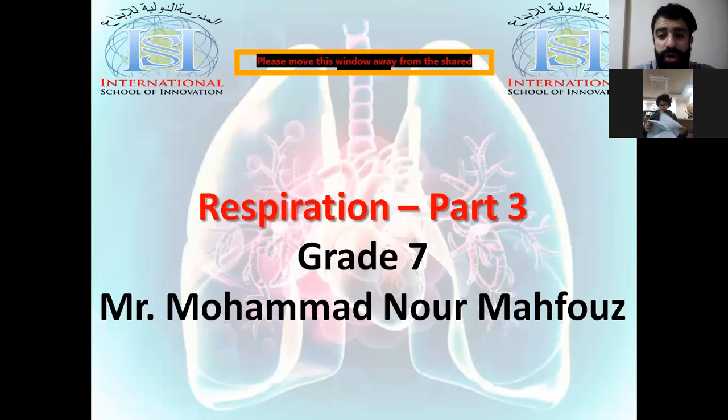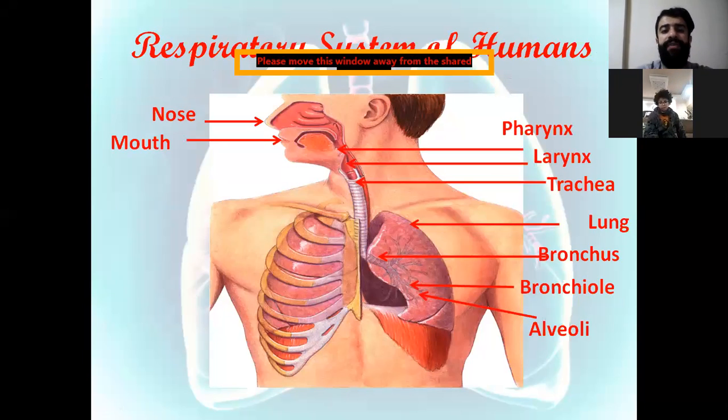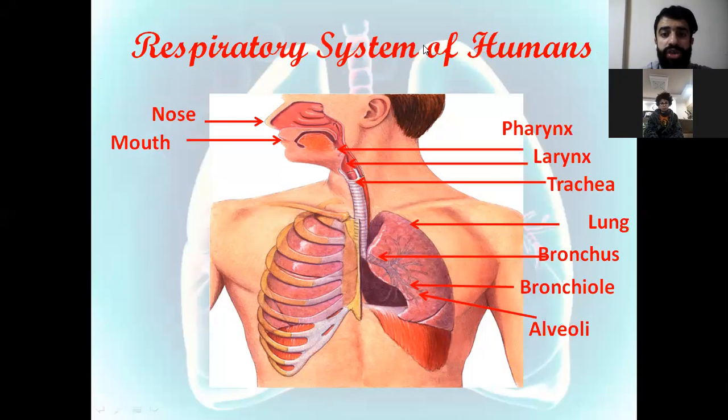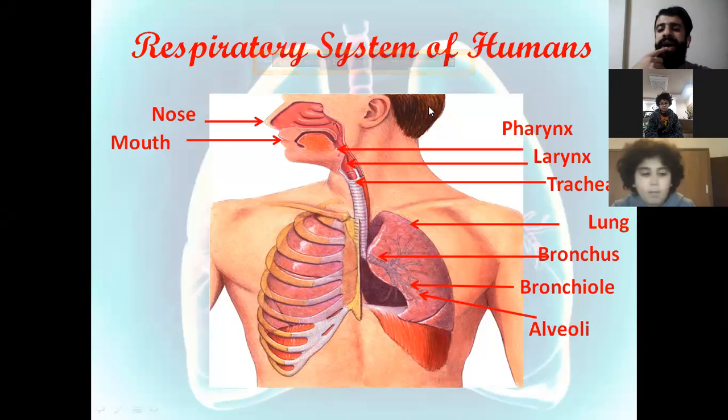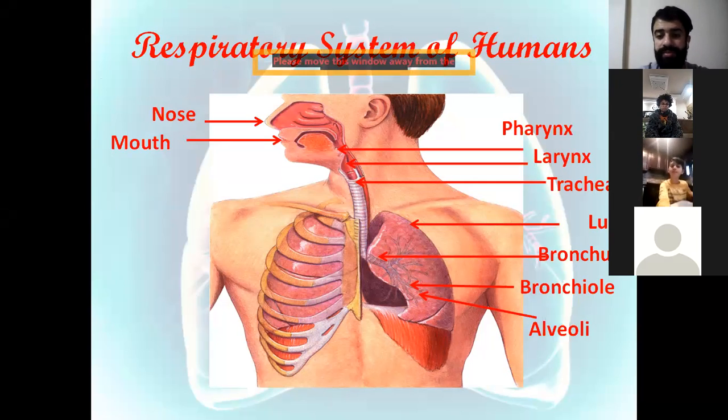In this video, we're going to continue our last lesson about respiration. This part is part 3. So first of all, you have to know the structure and the formation of our respiratory system. The respiratory system consists of many organs: the nose, the mouth, the pharynx, the larynx, the trachea, the lungs, the bronchus, the bronchioles, and we have the alveoli, as shown in this figure.